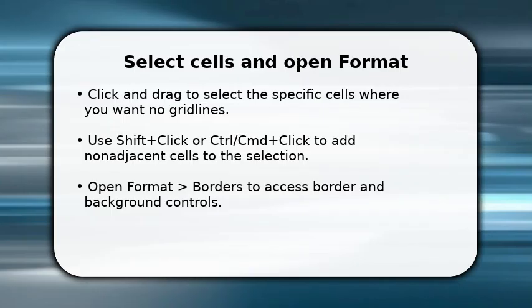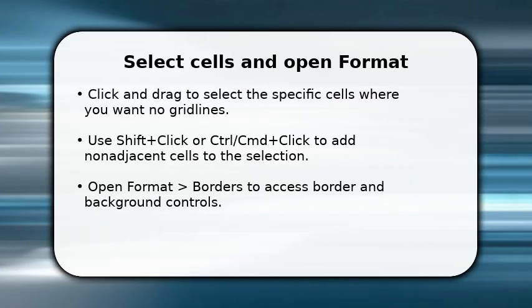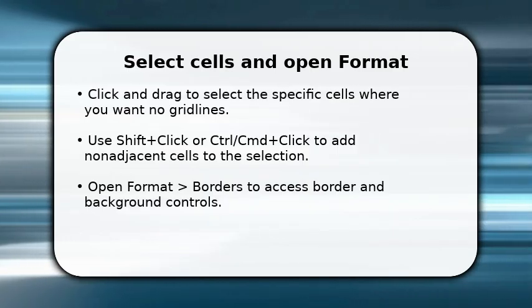You start by selecting the exact cells to change. This avoids altering the whole sheet. Once selected, open the Format menu and choose Borders so you can control cell outlines. Make sure to use Shift or Control/CMD to include scattered cells without reselecting the entire range.